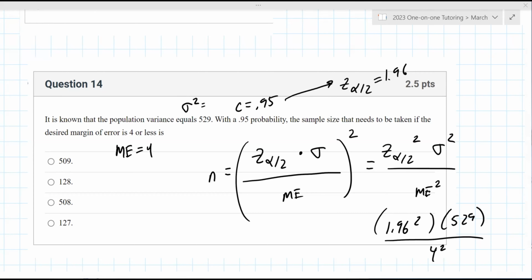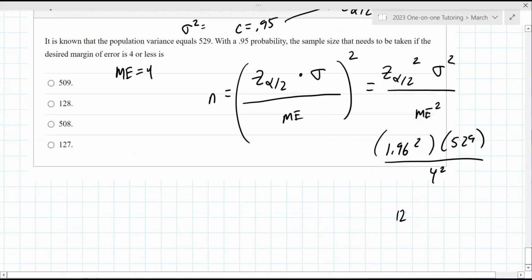All right, so let me see if I can get this calculation for you. Let's see here, we got this. $529 over that. All right, so I got this one, a weird number. It ends up being 127.0129. And that's why 127 is there. Like the teacher wants you to think that, oh, it rounds to 127. No, it always rounds up.